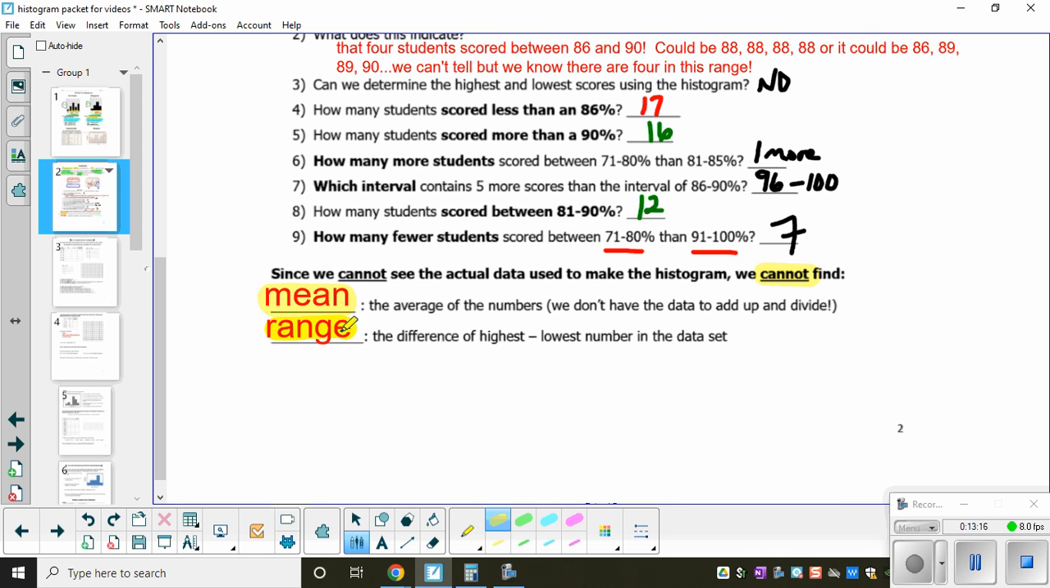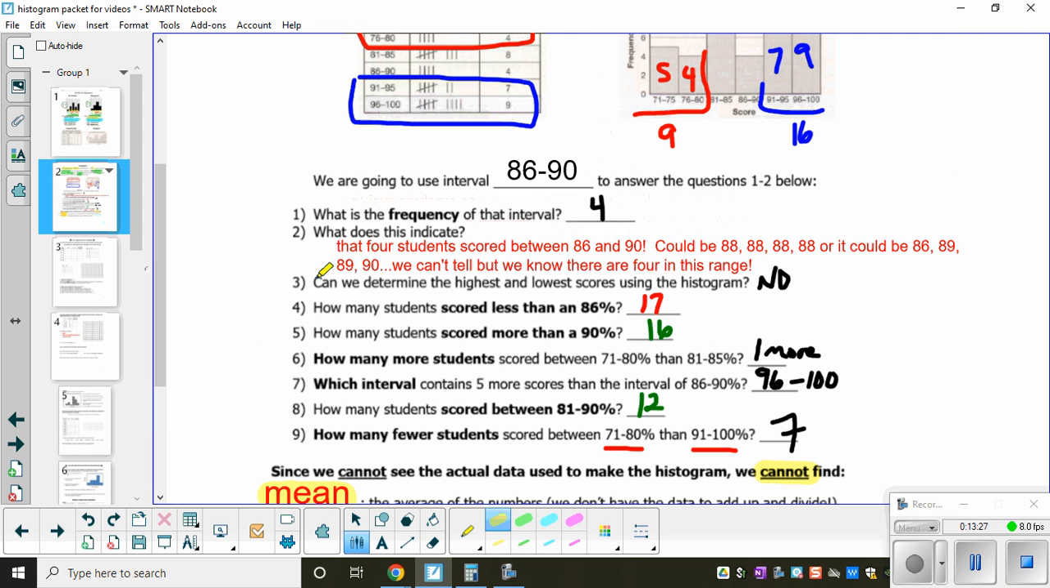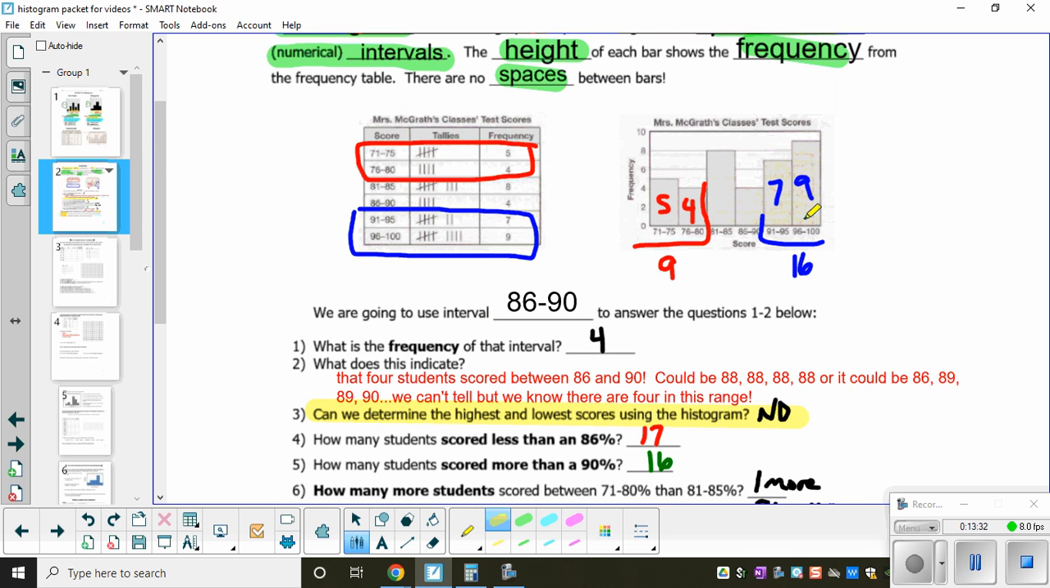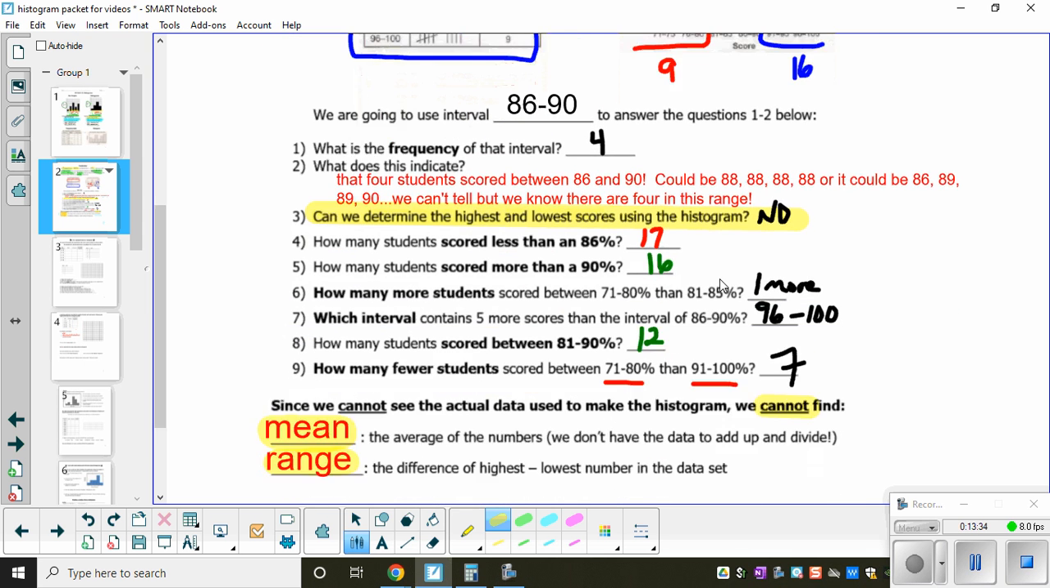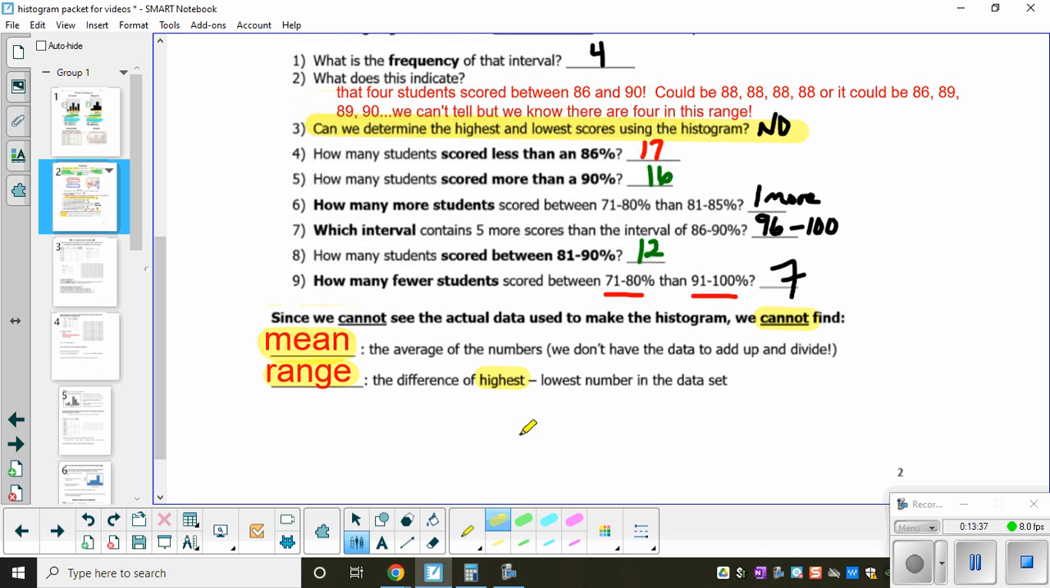Another thing we cannot find, y'all, is the range, because the definition of range is when you take the highest number and subtract the lowest to see how spread out the data is. We can't determine the highest and the lowest scores here because we just see what category certain things fall into. So since I don't have the highest test score and I don't have the lowest test score, I can't subtract them to see how far spread out they are to find the range. So no, we can't find mean, and no, we can't find range, okay?